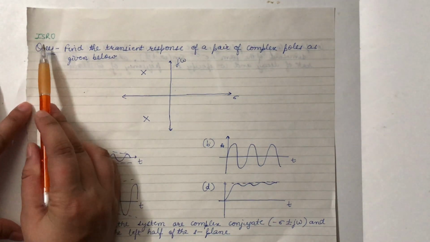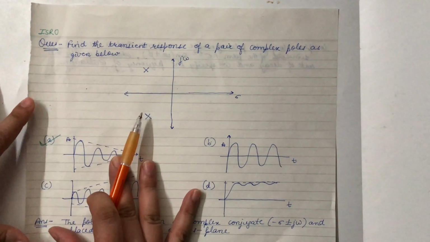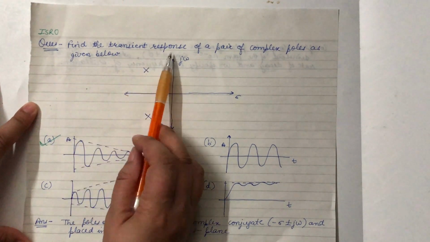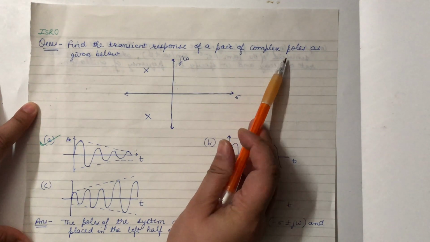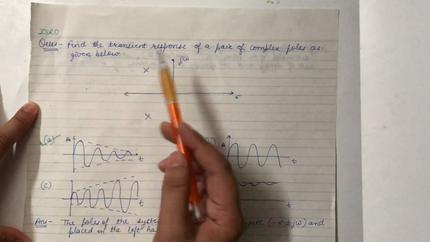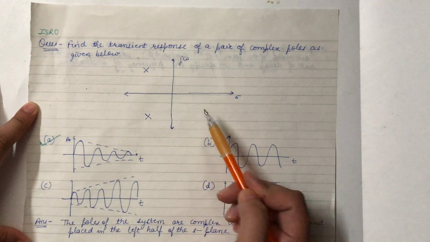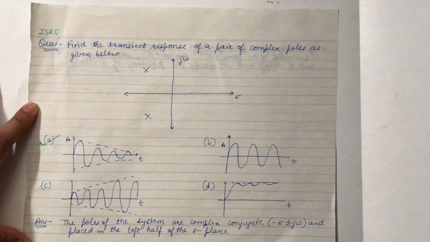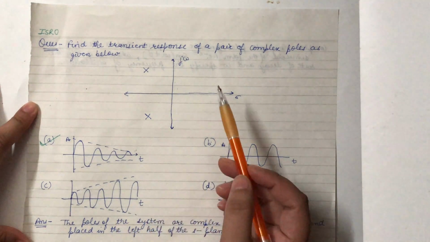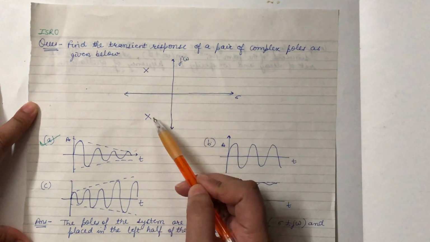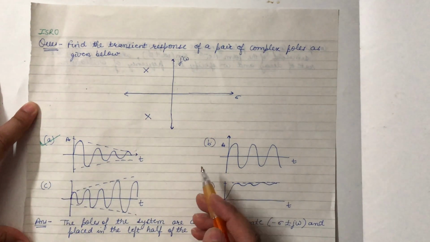This question is from the ISRO examination. The question is, find the transient response of a pair of complex poles as given below. This is the diagram given and these are the four options. We have to calculate the transient response due to these complex poles. So let's see the answer.